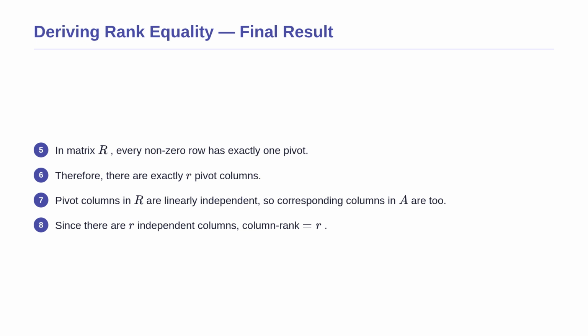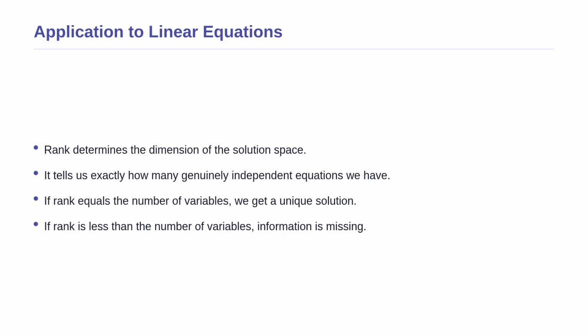More importantly, the columns in the exact same positions in our original matrix A are also independent. Since there are R independent columns, the column rank is also R. The intuition is that the pivots lock the rows and columns together. We have proven that both ranks equal R. So we have proven that rank equality holds.